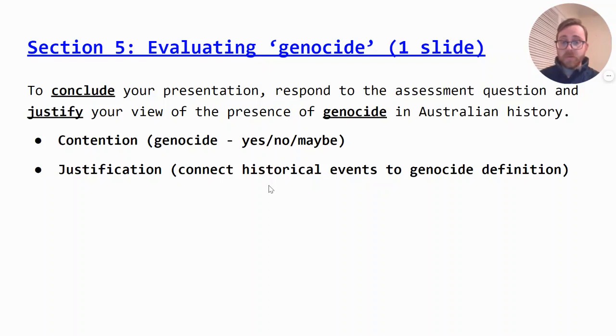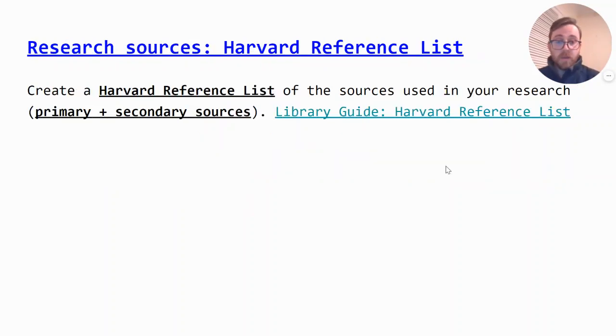For the rest of the slide, I'm going to say it's a genocide because, and then you connect the historical events in Australian history to that definition of genocide. So I can clearly see it's not a genocide because this didn't happen, or I can clearly say it is a genocide because this happened. So be specific in terms of how you're going to, I forgot the reference list.